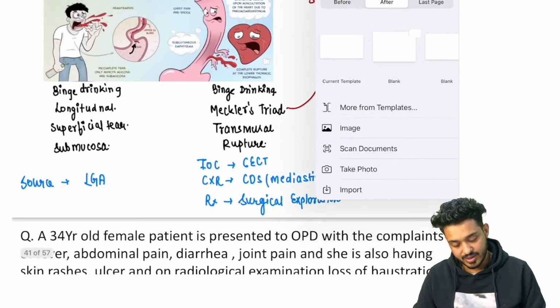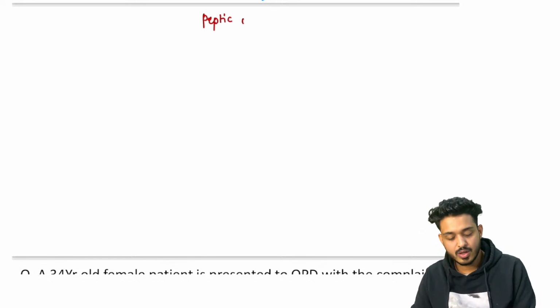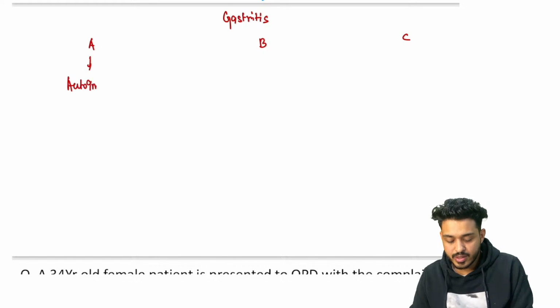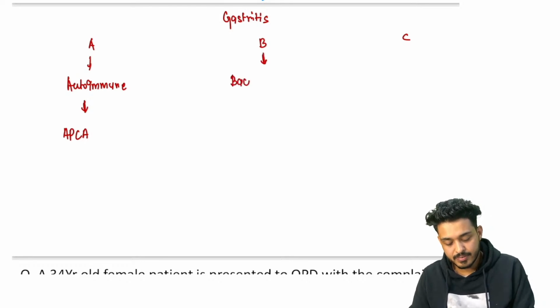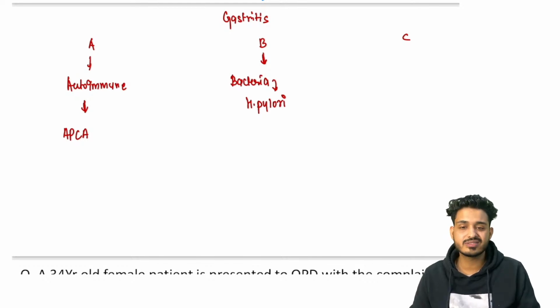Okay, let me make you understand what peptic ulcer is. Basically we have three types of gastritis. Gastritis is the inflammation. We have type A, type B, and type C. A is going to be your autoimmune. And what are the antibodies? Antibodies are going to be antiparietal cell antibody. B is going to be your bacterial. What is the bacteria that is going to cause the disease? That is going to be your H. pylori, Helicobacter pylori.